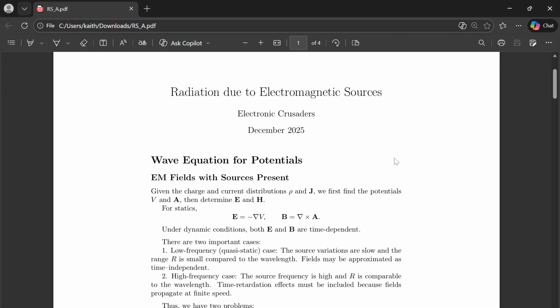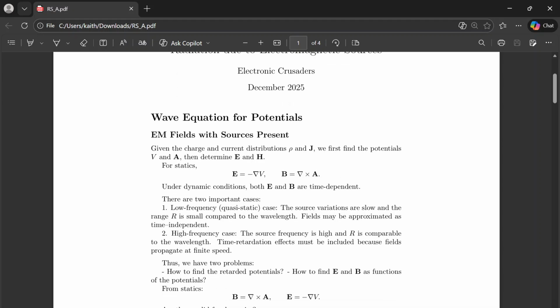Okay, so now let us assume that we have a charge distribution rho and current distribution J. Our aim in this video is to find both the electric potential V and the magnetic potential A. After finding these potentials, we can easily find the electric field and the magnetic field, which are given by these equations. How these equations are derived, I'll show in the coming time.